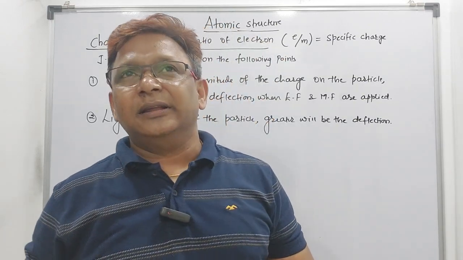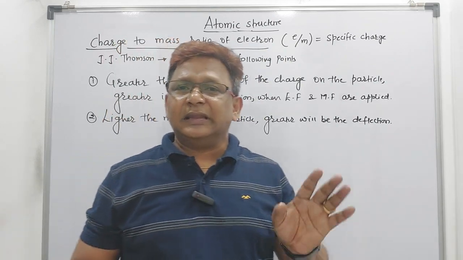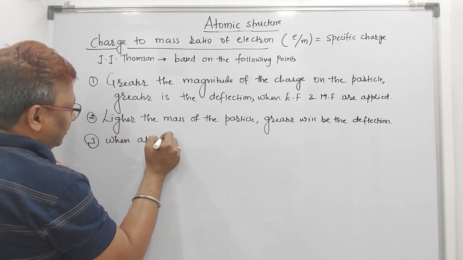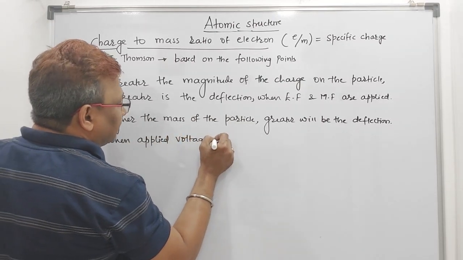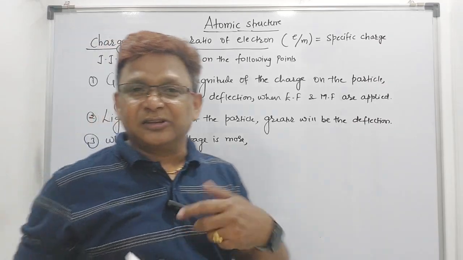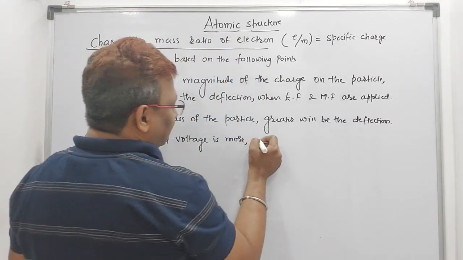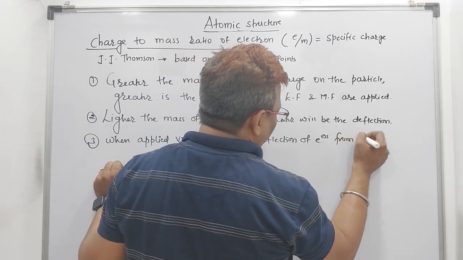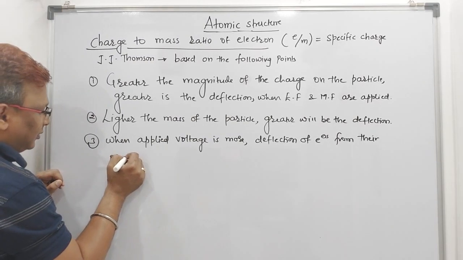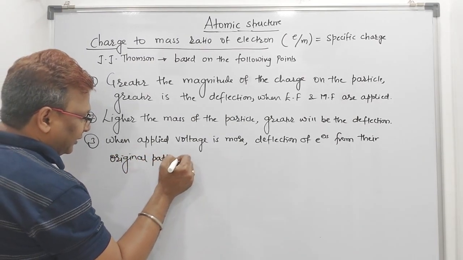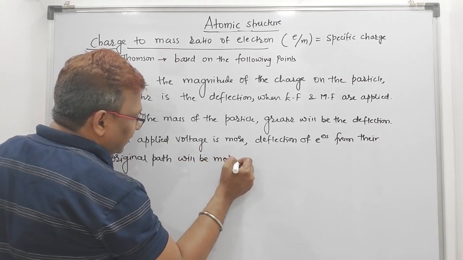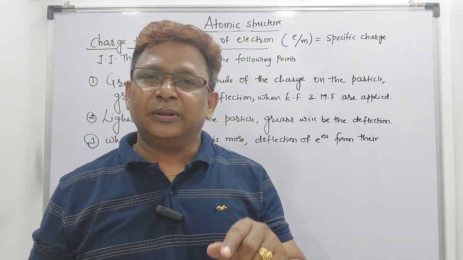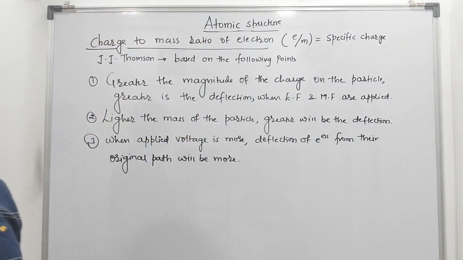One more point: the deflection of electrons from their original path increases when more voltage is applied. So the third point is that when the applied voltage is more, the deflection of electrons from their original path will be more. So the deflection of these cathode rays depends on the magnitude of the charge, the mass of the particle and the applied voltage. Is it clear? Take a screenshot of these three points.